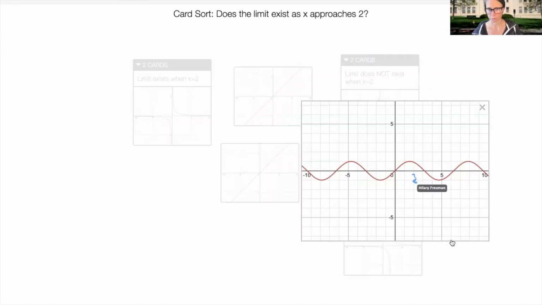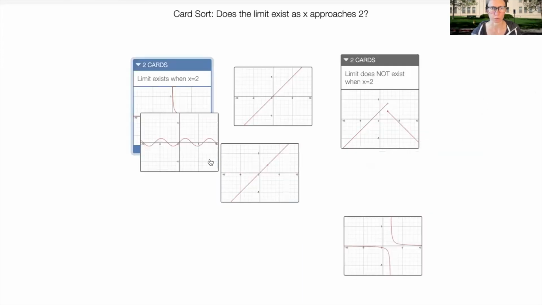For this graph, when x is equal to 2, the output values are close together, so we would say the limit does exist. We can approximate the outputs as accurately as desired.